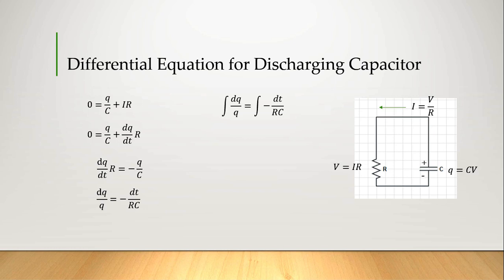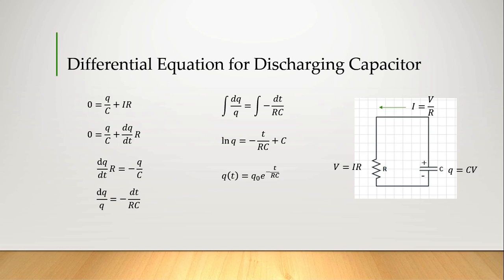The right-hand side is really easy to integrate because dt over RC just becomes t over RC. The left-hand side is a little bit harder to integrate, but not all that much. If you have dx over x, that's just the natural logarithm of x. Now you notice I put a plus C on the right-hand side. We'll talk about that in a second. The way to get rid of the natural logarithm is to take e to the power of both sides. And so you get e to the negative t over RC times e to the C, really.